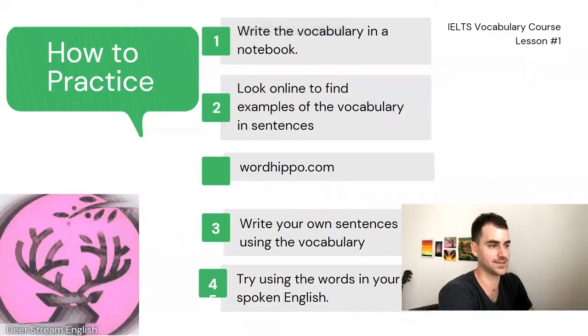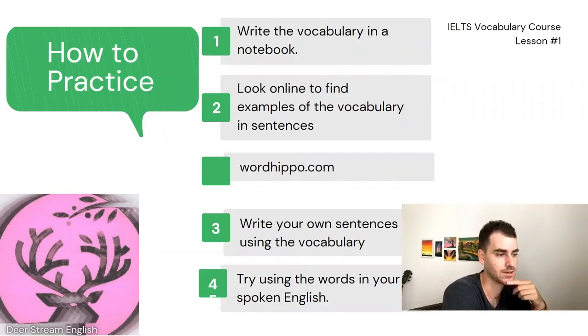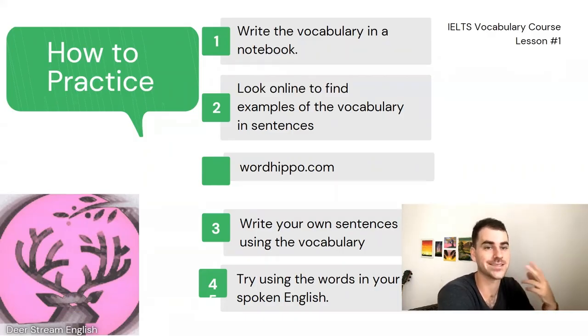Okay, now we're just going to look at some ways to practice. I've already mentioned some of these, but there's a couple more. So first, you should write the vocabulary in a notebook. I find that writing often helps me to crystallize my memories. And then look online to find examples of the vocabulary in sentences. I mentioned the website Word Hippo. Word Hippo is really good. And then you can write your own sentences using the vocabulary. Use the examples on Word Hippo as your guide. You can write in the same format.